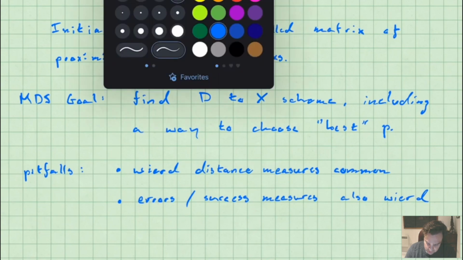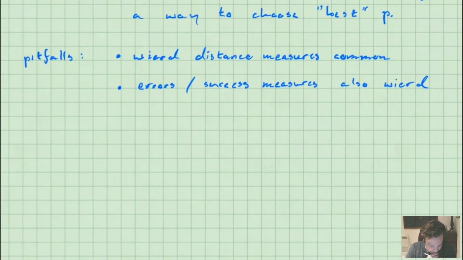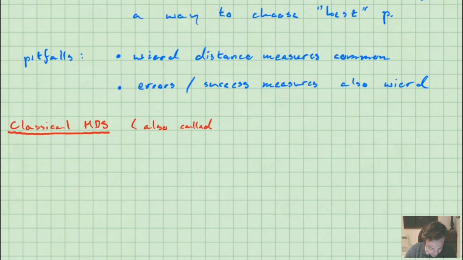Okay, so now we're going to dig into some of the details, and we're going to focus on a very specific type of multidimensional scaling called classical multidimensional scaling, or classical MDS. This goes by a bunch of different names, and I'll list some of them here. I don't think I even know all of them. It's also called, or AKA, principal coordinate analysis.